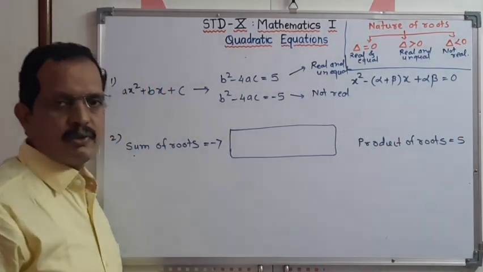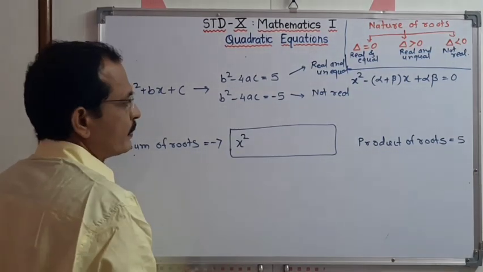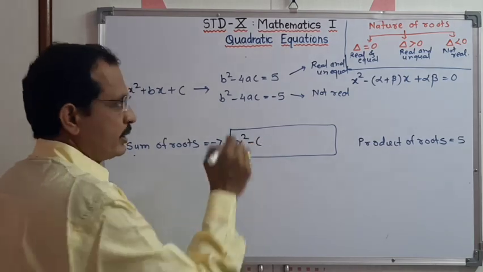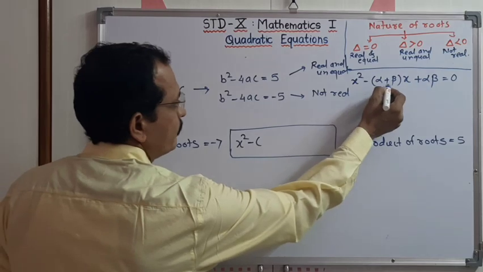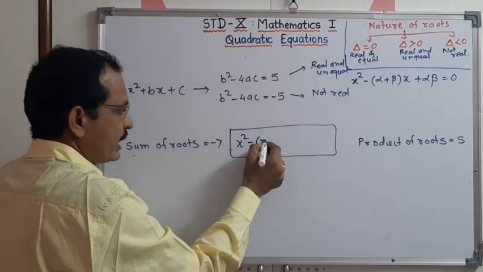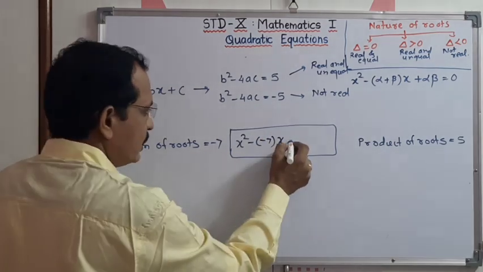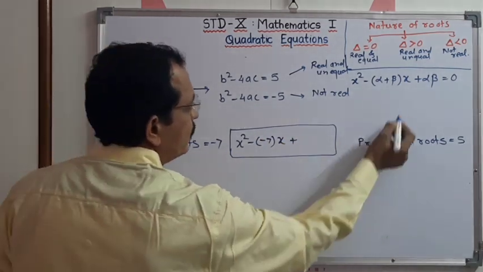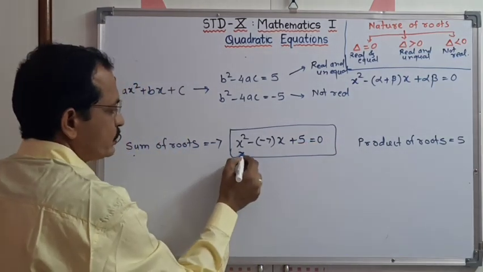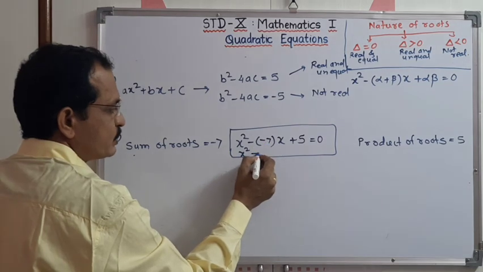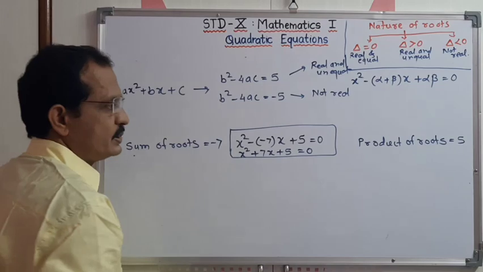We can use any variable, we can use x or y. Generally we write x square minus, in brackets, don't forget to write it in a bracket, the sum of the roots, alpha plus beta, that means the sum of the roots is minus 7. Then we write the variable x plus the product of the roots, it is 5, equal to 0. Now dear student, here x square, this minus minus will become plus 7x plus 5 is equal to 0.